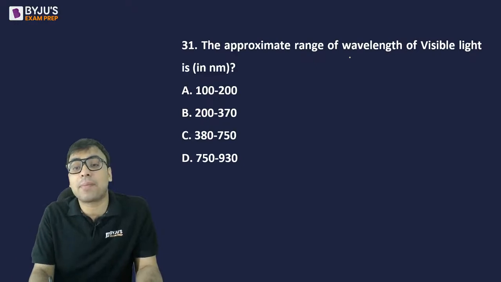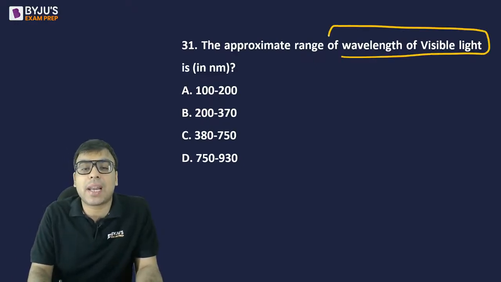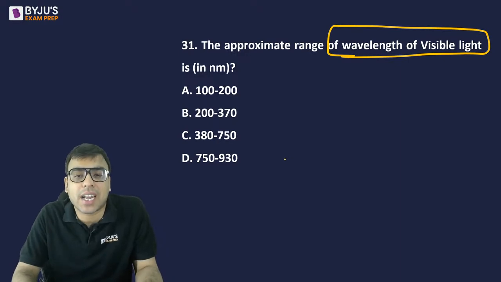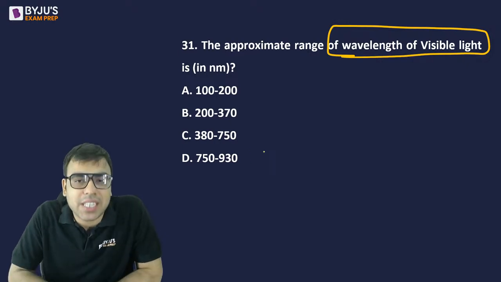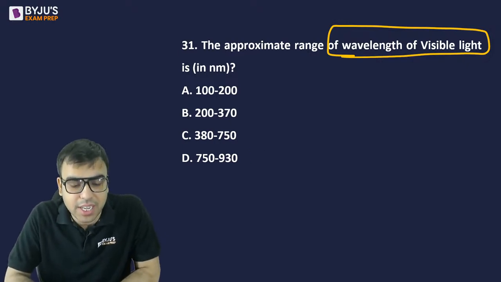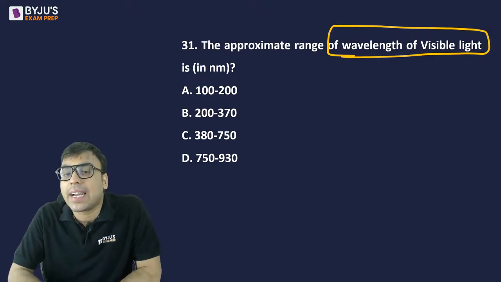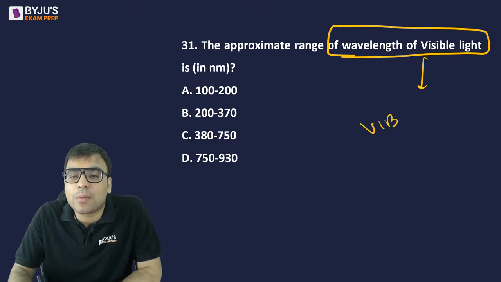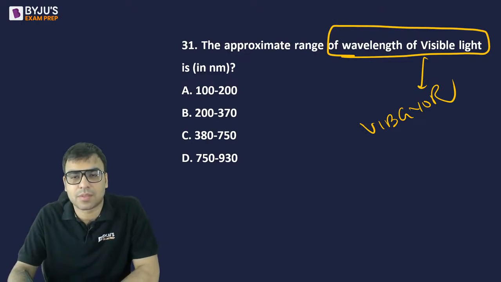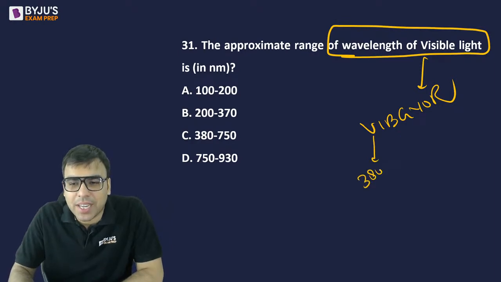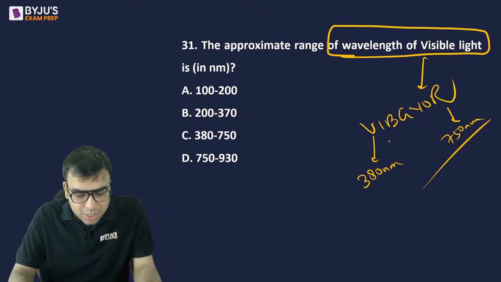This is quite interesting and important. The approximate range of visible light in nanometer is what? Wavelength बताना है. 100 से 200 नैनोमीटर, 200 से 370, 380 से 750, 750 से 930. What is the right answer to this question? क्या सही जवाब है बताओ? Wavelength of visible light. Visible light means violet, indigo, blue, green, yellow, orange, red. So ये होता है 380 नैनोमीटर के आसपास, और ये होता है 750 के आसपास, नैनोमीटर.